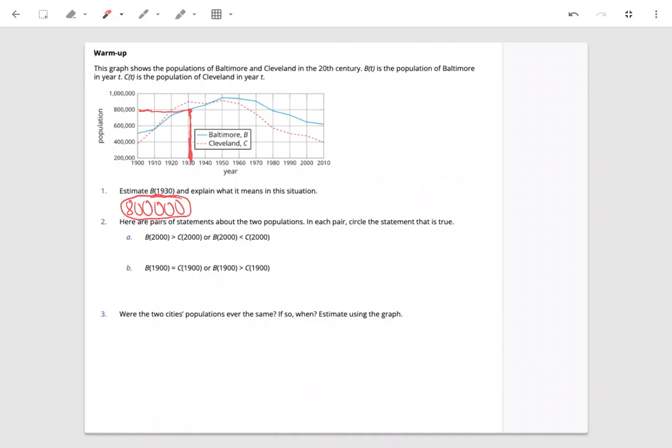Okay. And then, let me use a different color. Explain what it means in this situation. It's exactly what I said. The population of Baltimore in 1930 was 800,000. So we estimated it and we explained what it meant. So that is number one.